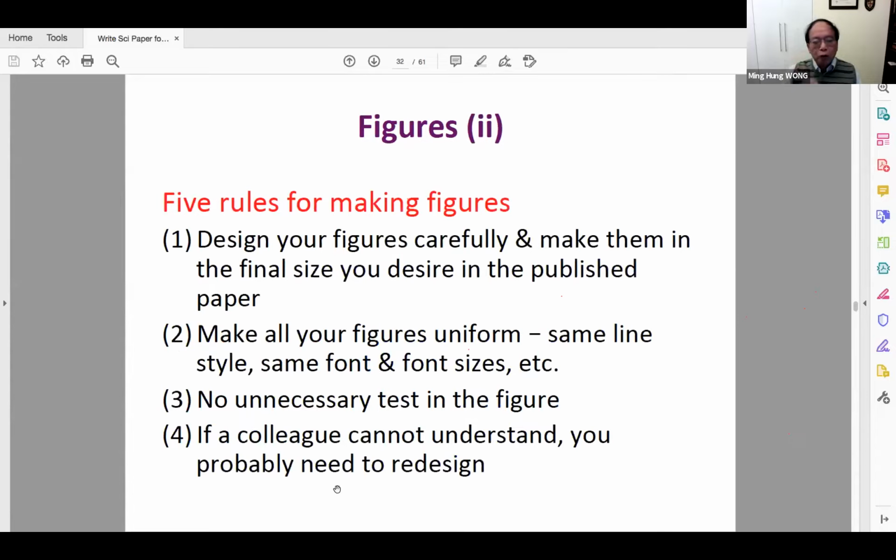Five rules for making figures, I only got four here. Design the figures carefully, uniformly, same font size, no unnecessary text in the figure. The best thing to do is to show it to your colleague. If he or she cannot understand, you probably need to redesign. So this is a good practice.